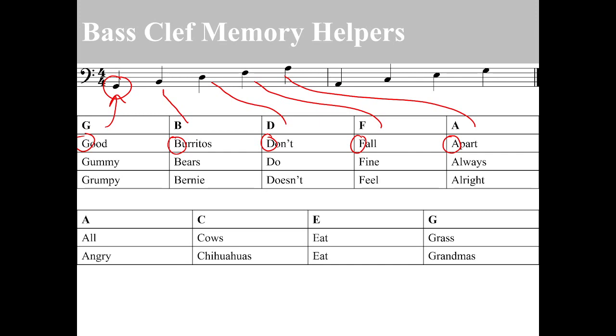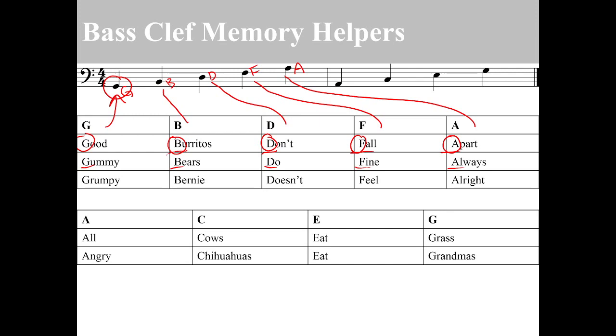So let's start with the lines. We have a G, B, D, F, A. If I start my first one, I could say, good burritos don't fall apart. I could also say, gummy bears do fine always. I could even say Grumpy Bernie doesn't feel all right, but that was a little tricky to remember, so I use it because I like the Grumpy Bernie meme.